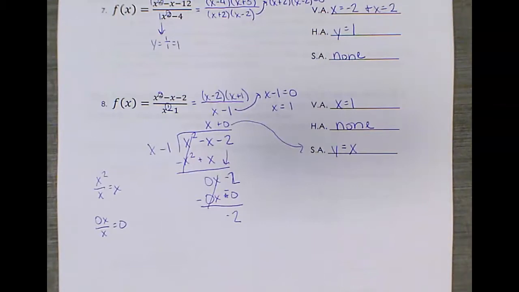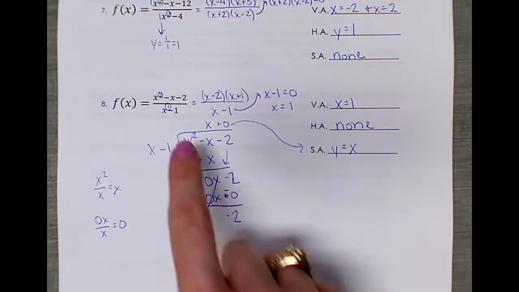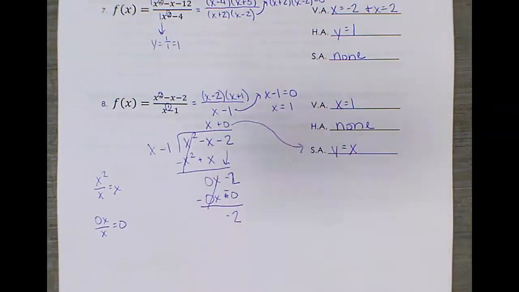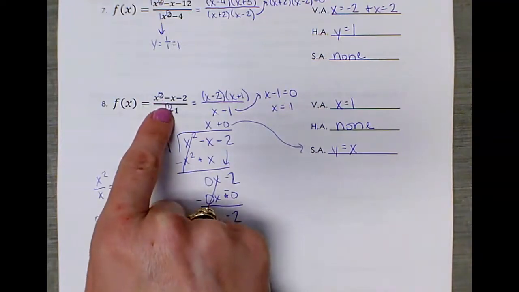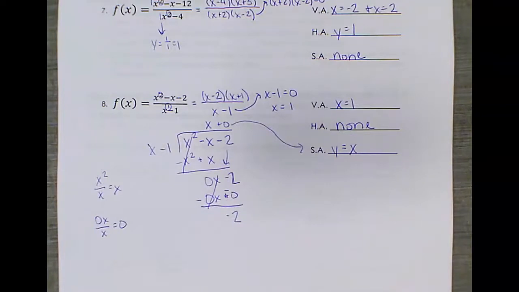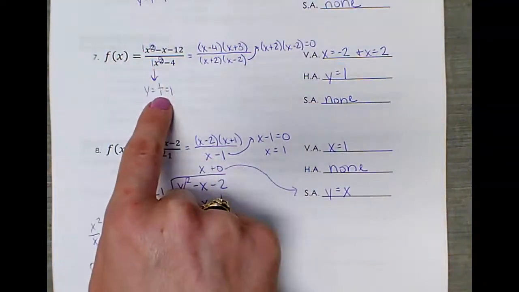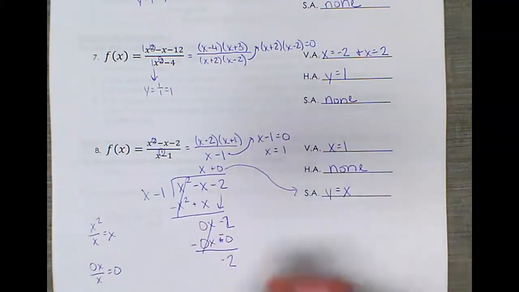So in summary, the vertical asymptote comes from the factored denominator and setting it equal to 0. The horizontal asymptote could be many things, but you determine what the horizontal asymptote is by looking at the degrees of the numerator and denominator. If the degrees are the same, you write the ratio of the coefficients for your horizontal asymptote.